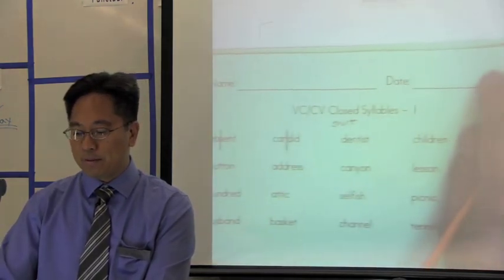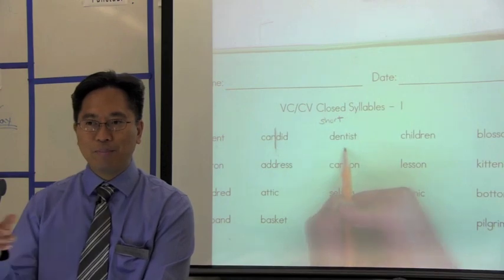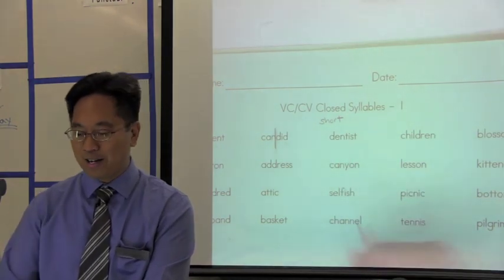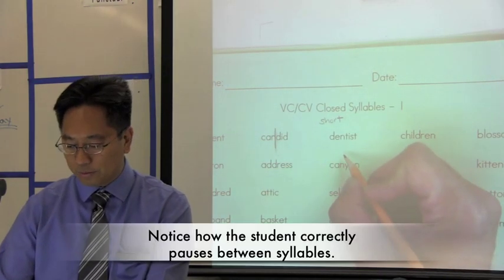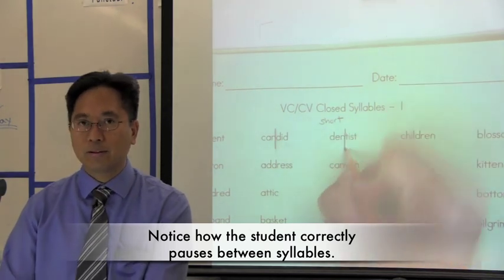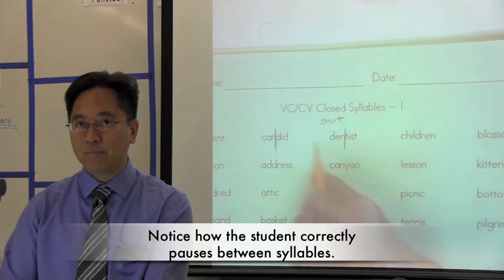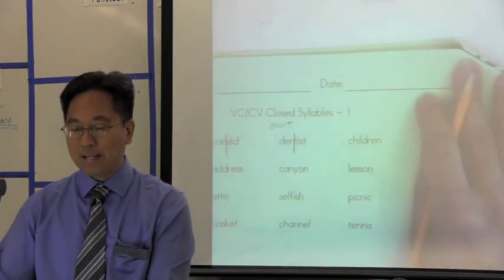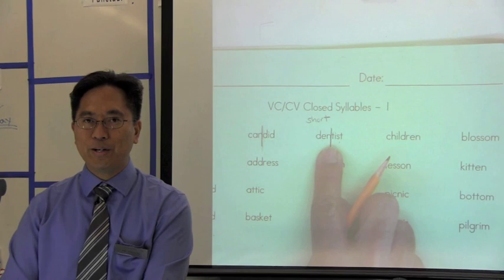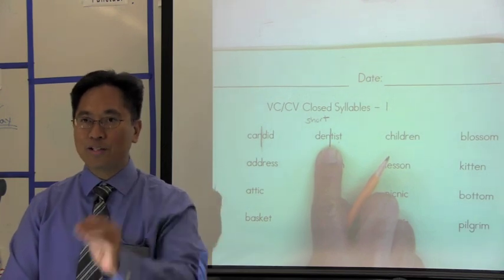Okay. Next one, I'm not going to say the word. I'm going to pick on a student who's going to break it down for us. Okay. Ready? First syllable. Den. Correct. Tis. Good. All together. Dentist. Blend. Dentist. Good job. Next word. And you notice, did I ever say the word for the student? I never did. It's the students that are doing all the work.